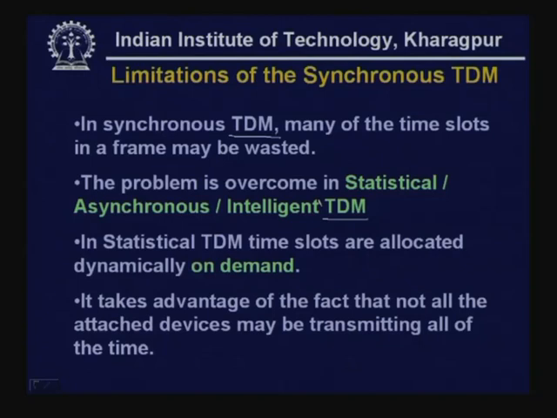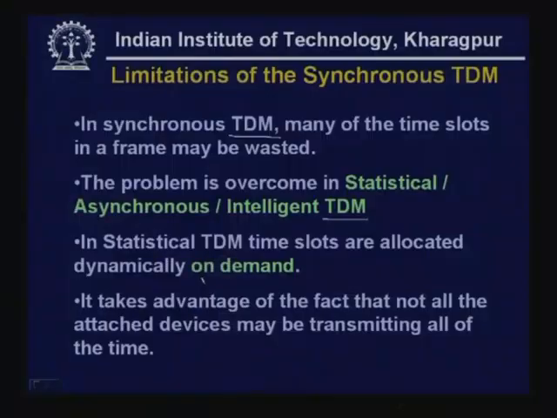How? In statistical TDM, time slots are allocated dynamically on demand. That means, in the previous case we have seen each slot is pre-assigned for a particular source, but here it is not so. Here the slots are allocated dynamically on demand as and when required by different sources. And it takes advantage of the fact that not all the attached devices may be transmitting all the time.